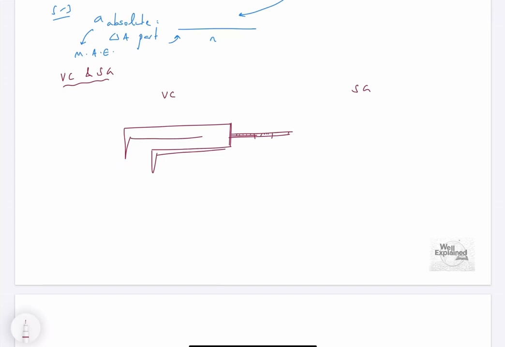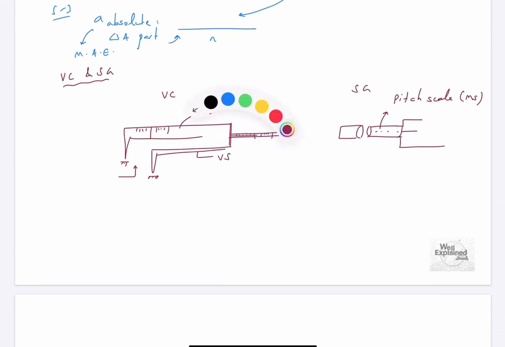Basically, these are called the jaws of the vernier caliper. These are the jaws, and you put an object over here. This is just a model. The screw gauge is nothing but like this. This is actually called the pitch scale or the main scale, and also over here, this is called the main scale. This is called the vernier scale.